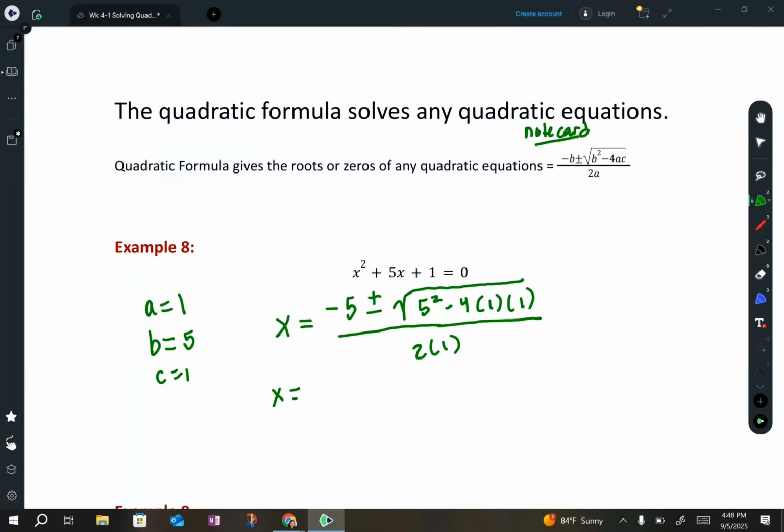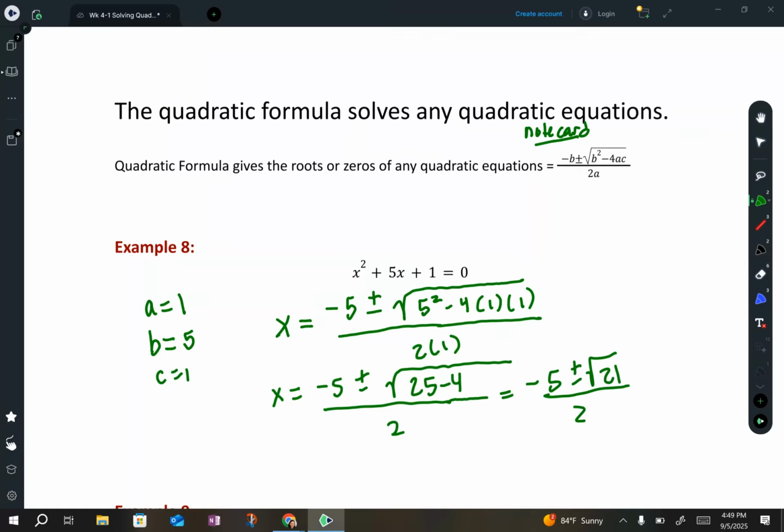All right, well, let's just do some simplifying. That's going to be 25 minus 4, all over 2. I got a little bit carried away with my square root sign, but that's okay. Minus 5 plus or minus the square root of 21 over 2. And honestly, that's about as good as this is going to get.